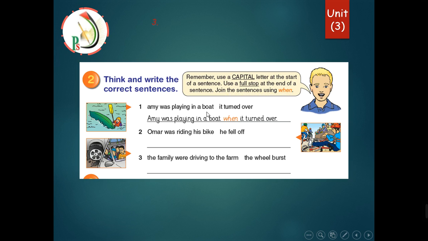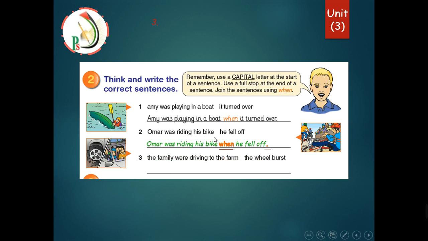Amy was playing in a boat, space, it turned over. Amy, capital letter, it comes first with the sentence, was playing in a boat. This is the first sentence, and to make it more easy for you, they leave a space here. Okay, so it's easier for you to write when it turned over. Okay, number 2, Omar was riding his bike, space, he fell off. What do you think? Omar, capital letter, was riding his bike when he fell off, and put the full stop.